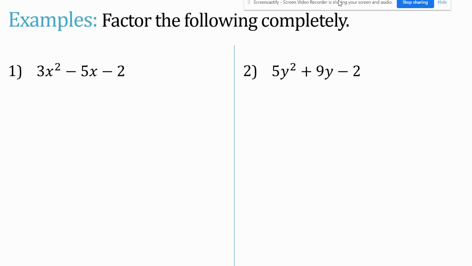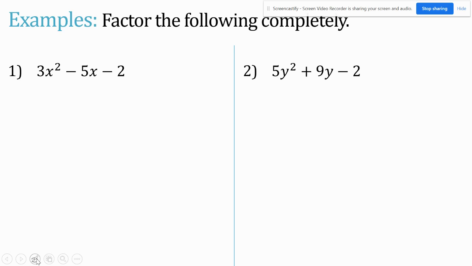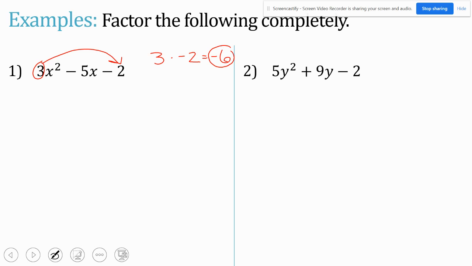So same thing, we want to factor the following completely. We're going to do the same method because in both of these examples, a is greater than 1. Our leading coefficient here is greater than 1. So I'm going to slide. I'm going to take this 3, multiply it to 2. 3 times negative 2, treat it like a negative 2, is negative 6. So that's going to be my new c term. So x squared minus 5x minus 6. Now let's factor this now that we don't have a value that's greater than 1.